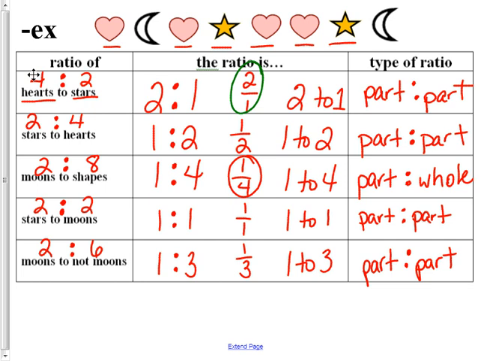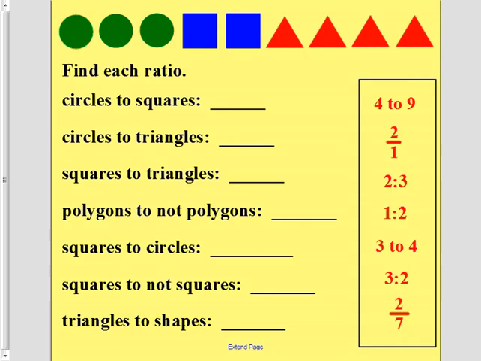Okay, now that you've had a moment to kind of look at this, I want you to try some of these on your own and see how you can do. So take a look at these examples. Try these on your own. Try to match the ratios to the words, and then once you've done that, go forward and see if you have them correct.